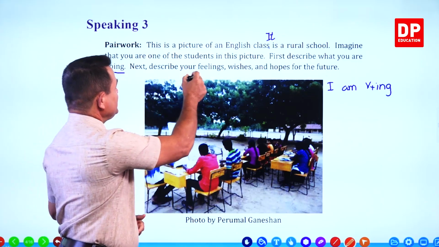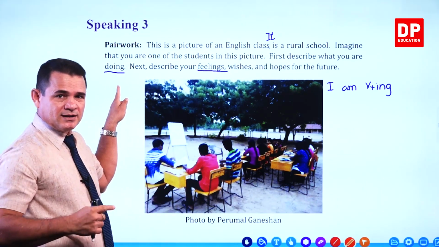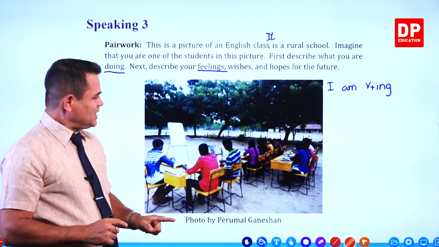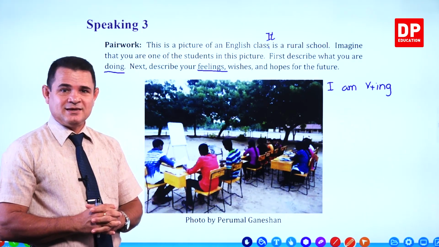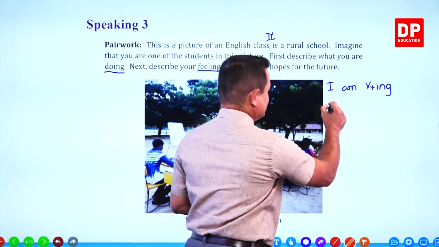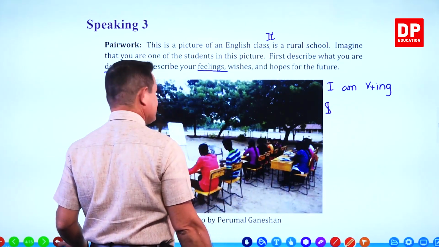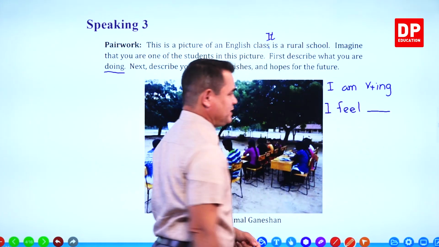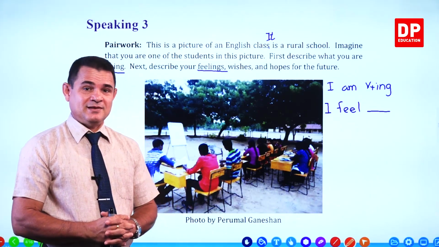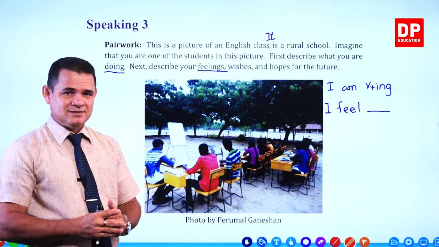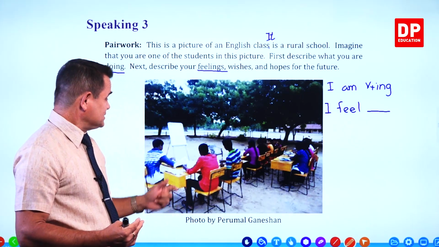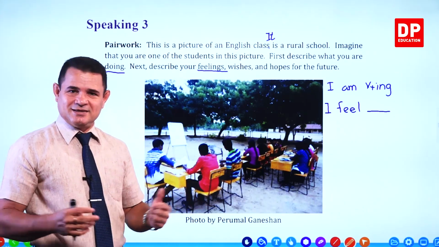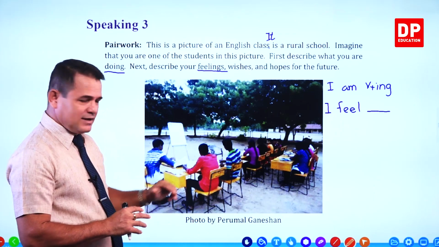Next, describe your feelings. First, doing, then feelings. Feel, what do you feel? I feel very happy. I feel, what you feel. I feel happy. I feel comfortable. I feel sad because the teacher is not there. Or it can be I feel happy because teacher is not there. Anything, and whatever you feel.